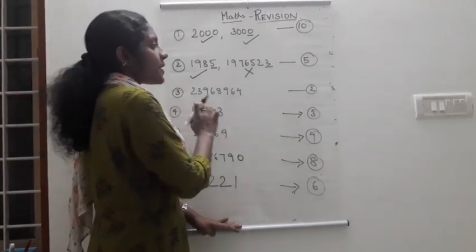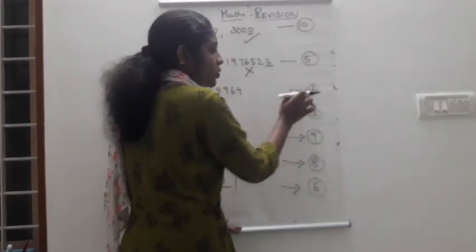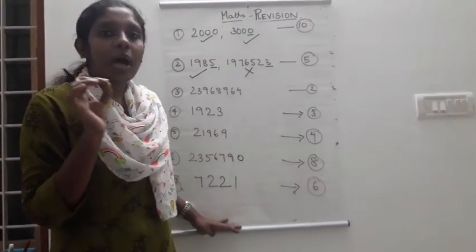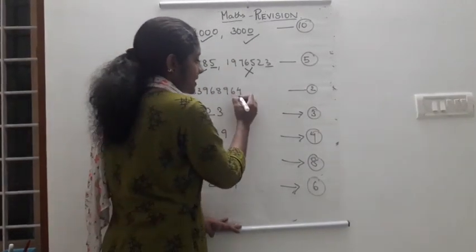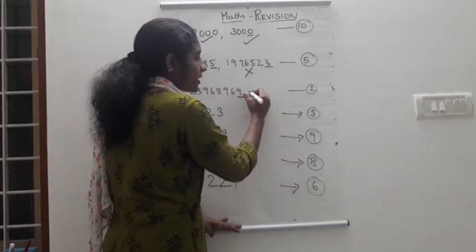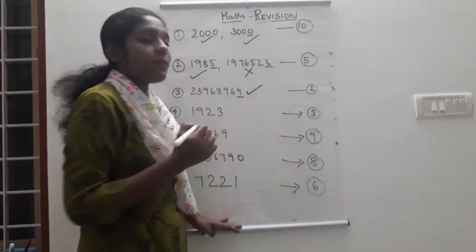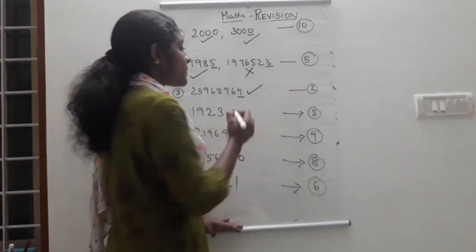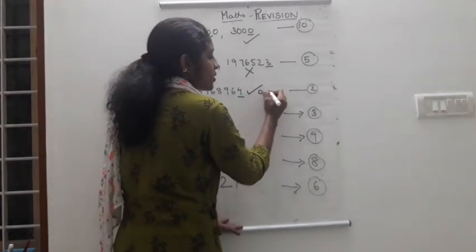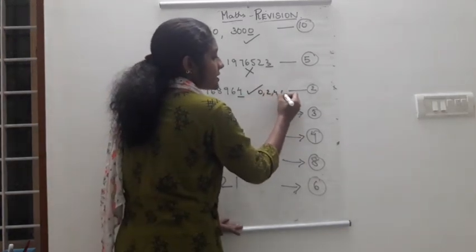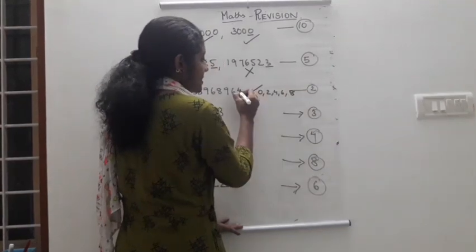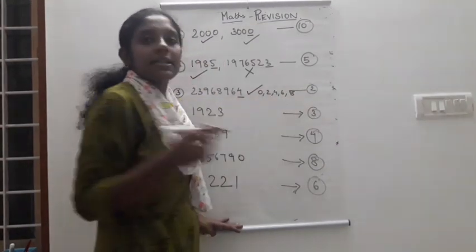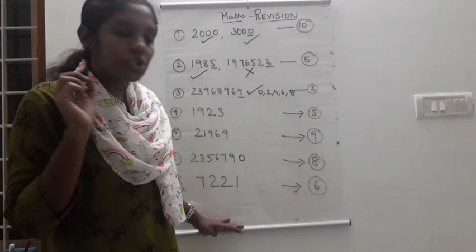Okay, so next one you have to find the divisibility test of 2. For the divisibility test of 2, you have to find the number in the ones place. Here the number in the ones place is 4. That means it will be divisible. What was the divisibility test of 2? The number in the ones place should be either 0, 2, 4, 6 or 8. So here it is 4. This number will be divisible by 2.